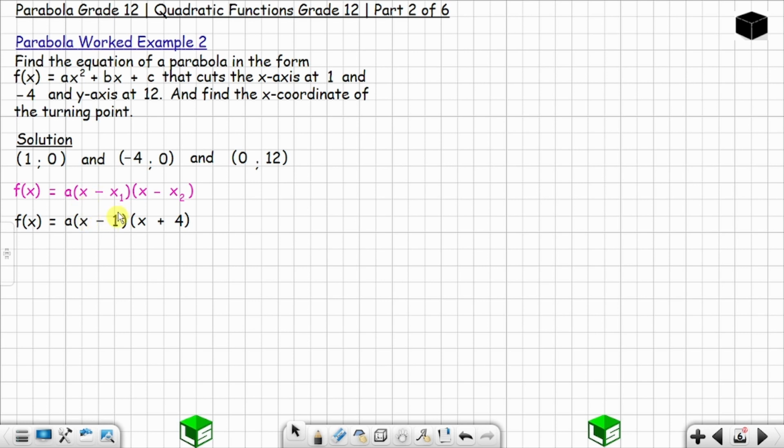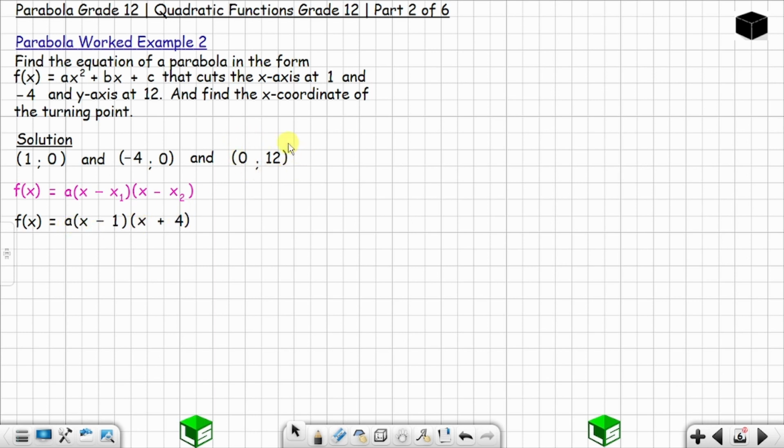So if I have to take this outside of the bracket, -1 will be 1. If I have to take this outside of the bracket, +4 will be -4. So remember that when you take it inside the bracket, change the sign. When you take it outside of the bracket, change the sign. Now you need to get your a. So you are going to use another point, which is not the x-intercept. Use another point, which is on the parabola, to get your a.